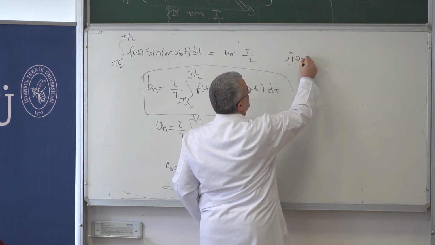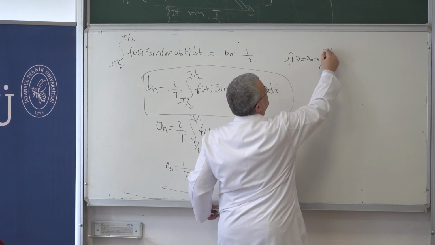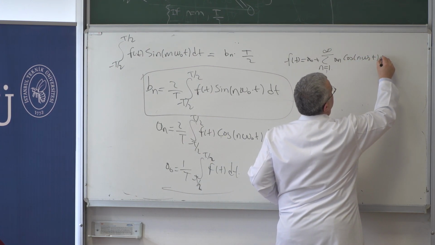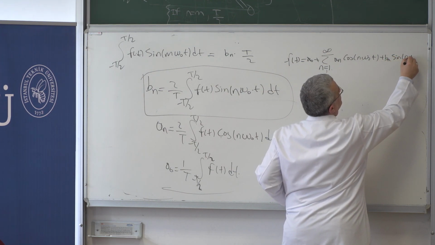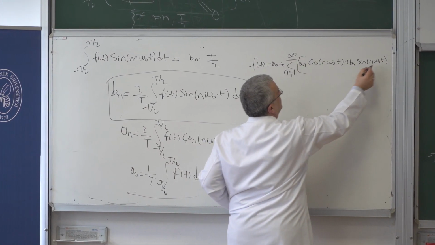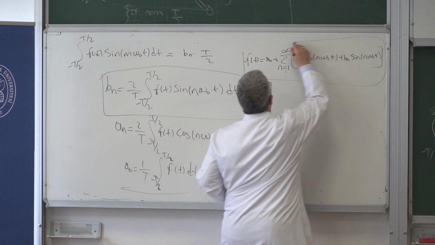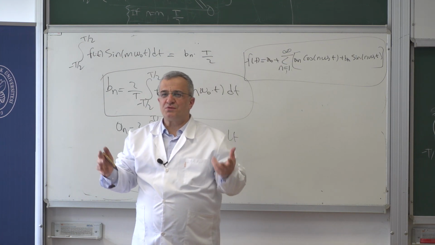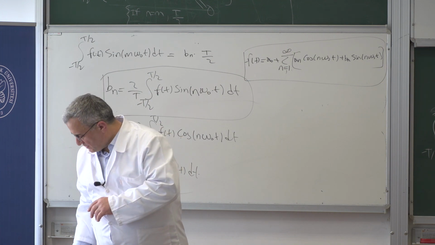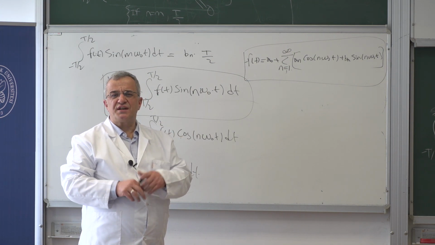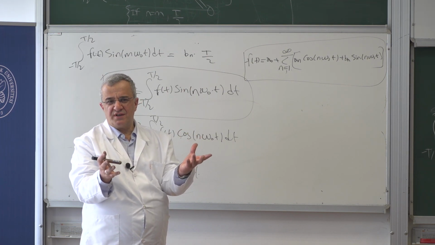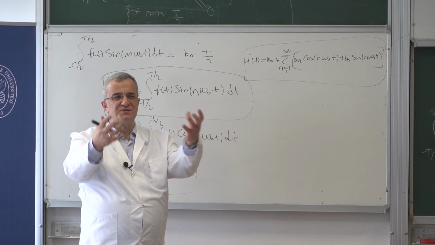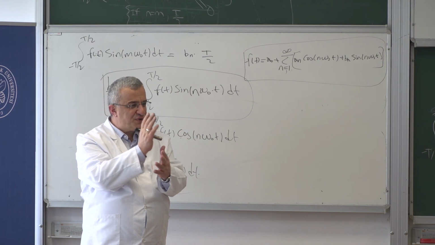f of t is equal to A0 plus the sum from n equals 1 to infinity of a_n cosine n omega 0 t plus b_n sine n omega 0 t. Okay? This is the Fourier series. So you take any periodic function, and it can be represented in terms of sines and cosines. What is this? Isn't this analyzing your signal? You have a periodic signal. By doing this decomposition, you are finding out how much of which frequency you have in your signal, isn't it? It is giving you exactly which frequencies you have.